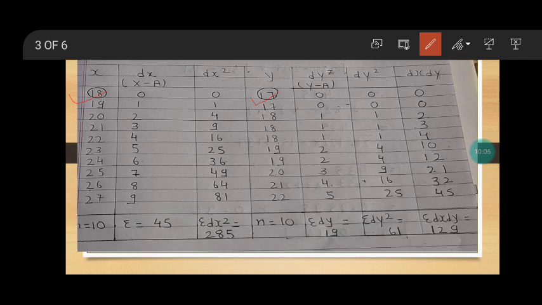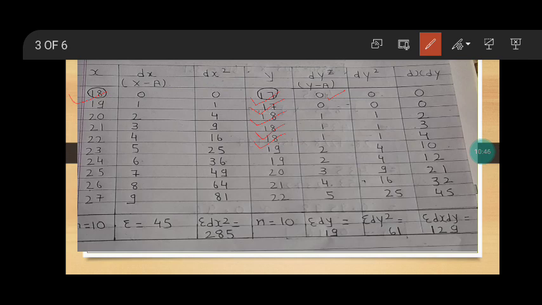First item is 17, so we do 17 minus 17, so we get 0. Then the second item is also 17, so again 17 minus 17 would be 0. Third item is 18, so 18 minus 17, we get 1. Then the fourth item is also 18, so 18 minus 17, the value would be 1. Fifth item is also 18, so again 18 minus 17 gives 1.